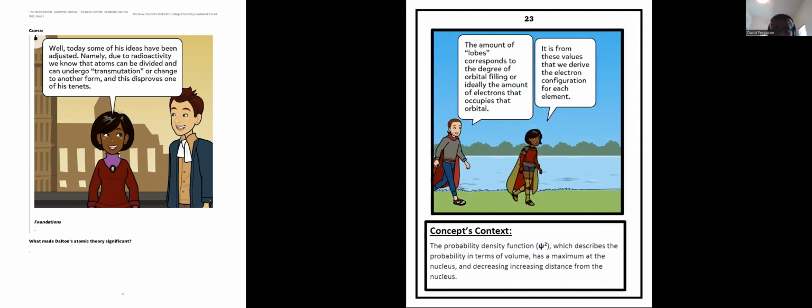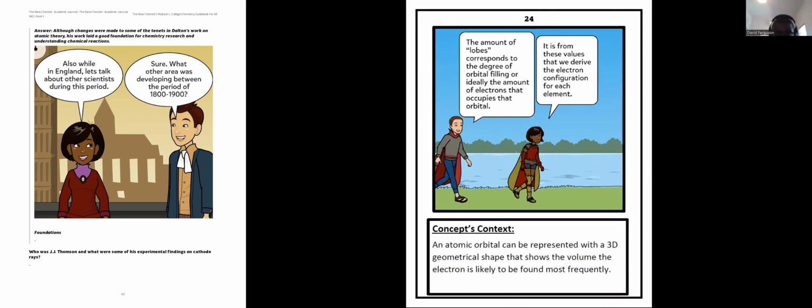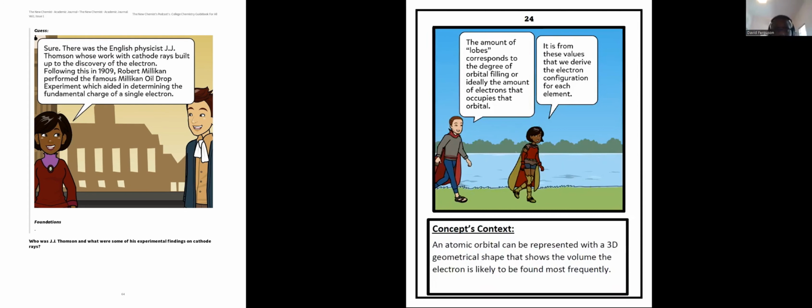The probability density function describes the probability, in terms of volume, of finding an electron at a specific point in space. The atomic orbital can be represented with a 3D geometrical shape, and we understand that shape from our angular quantum number, and that shows the volume where the electron is likely to be found most frequently. For an alternative explanation, you can use the radial distribution function, which provides information on the total probability at a radius r. So for some radius r, it gives you insight into the position of an electron at any point in space at that radius r.